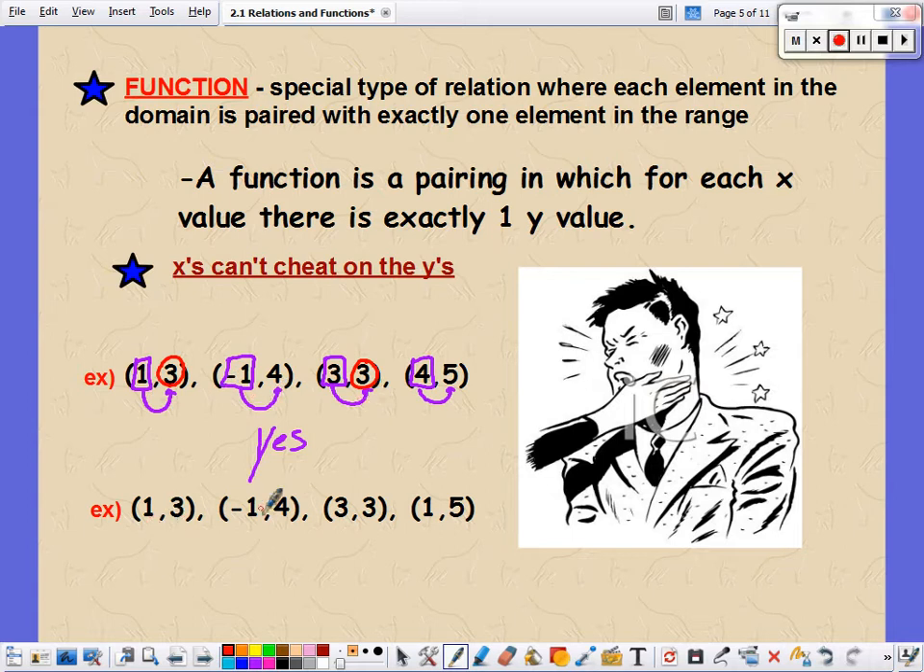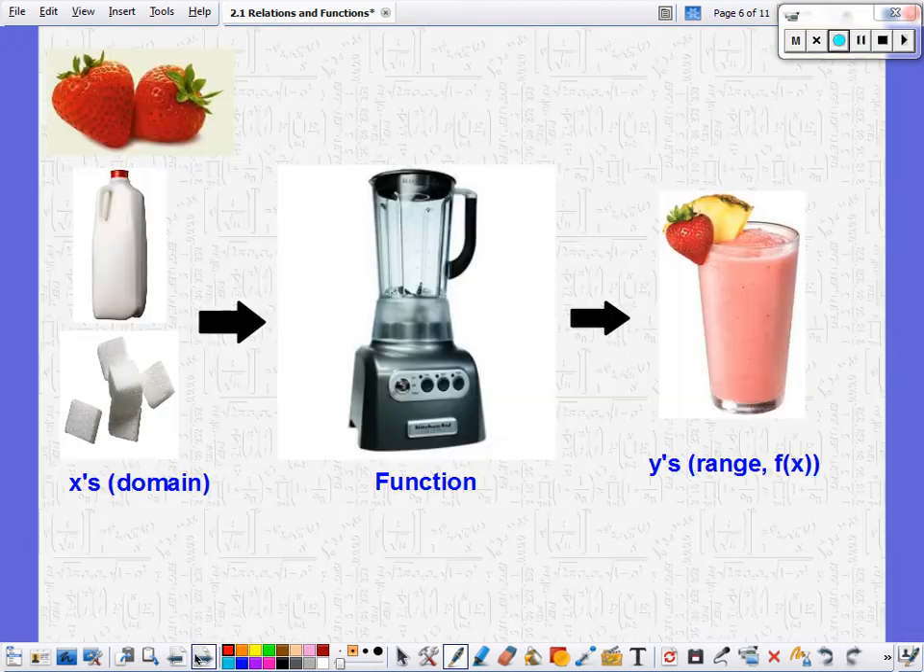So if you look down here, if I said, hey, who's the cheater? It should be 1. 1's cheating. Tied to the 3, tied to the 5, not a function.